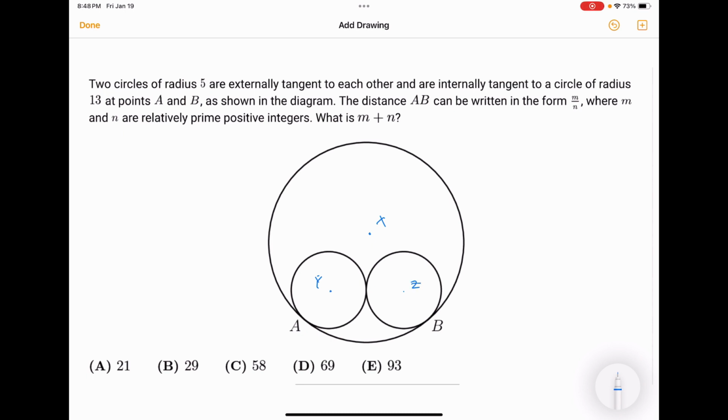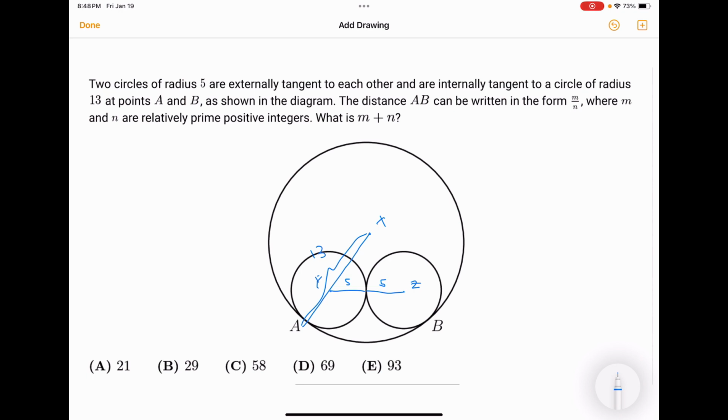And so it tells you that two circles of radius 5 are externally tangent to each other, which means the radius of these small circles is 5. And also the radius of the big circle would be 13. So this would be 13.